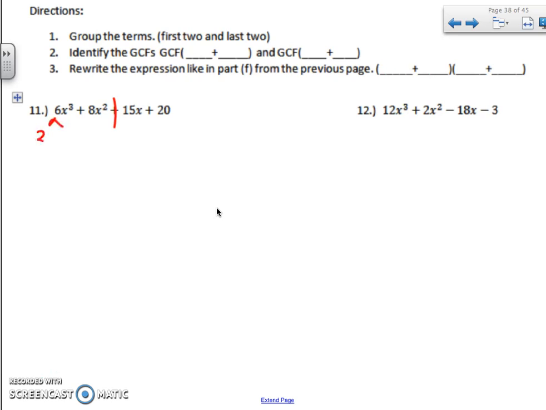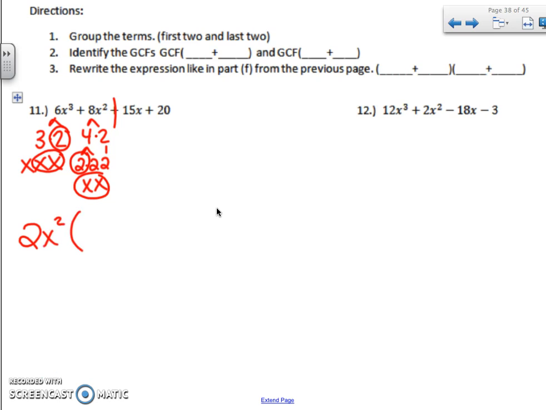So 6 is 3 times 2, and then there were 3 x's. 8 is going to be 4 times 2, but then you have to break that down further like that, and then they had 2 x's, okay? So the GCF, they have a 2 in common, and that's it. So 2 is my GCF. They have 2 x's in common, so x squared, okay?